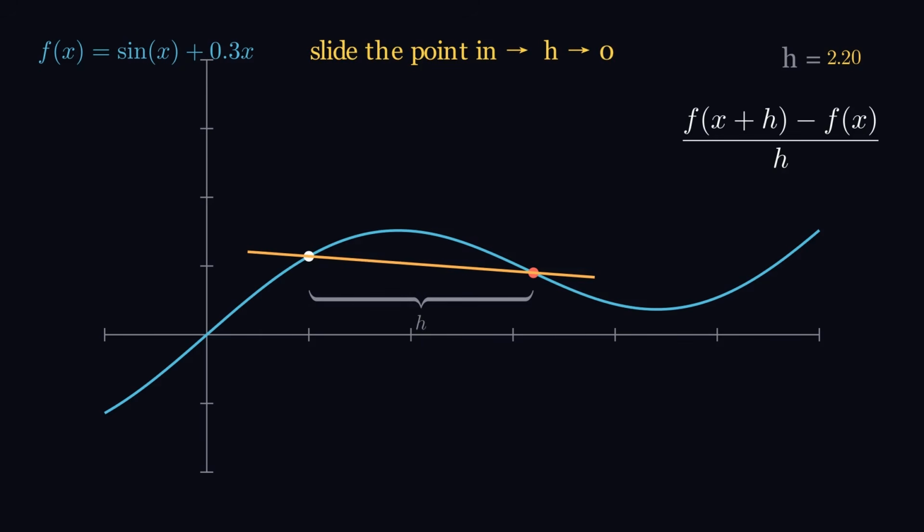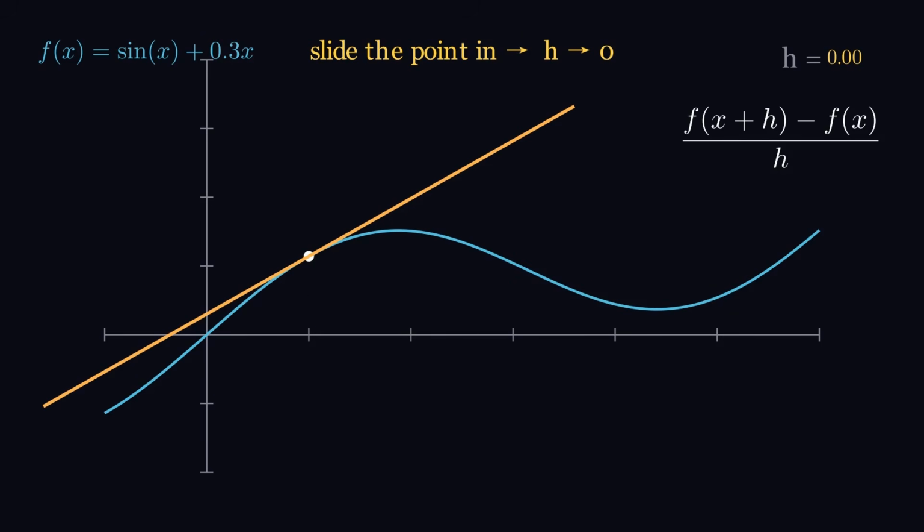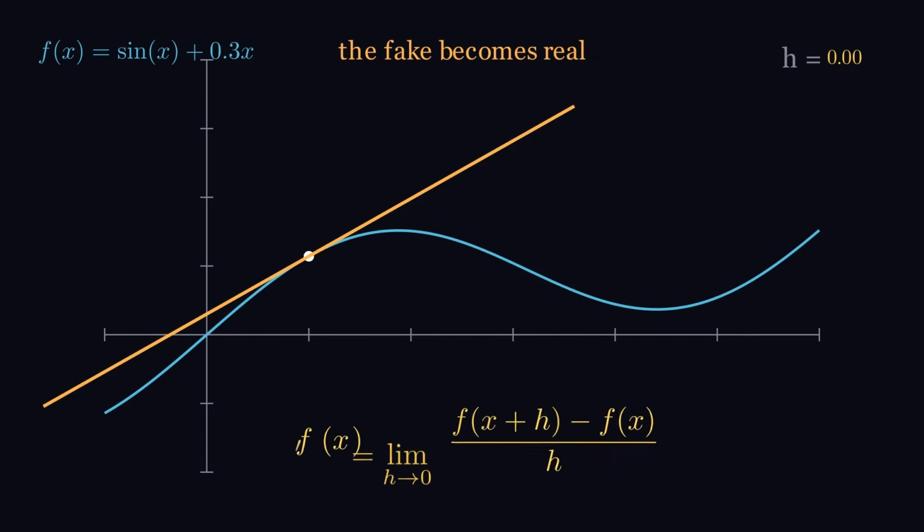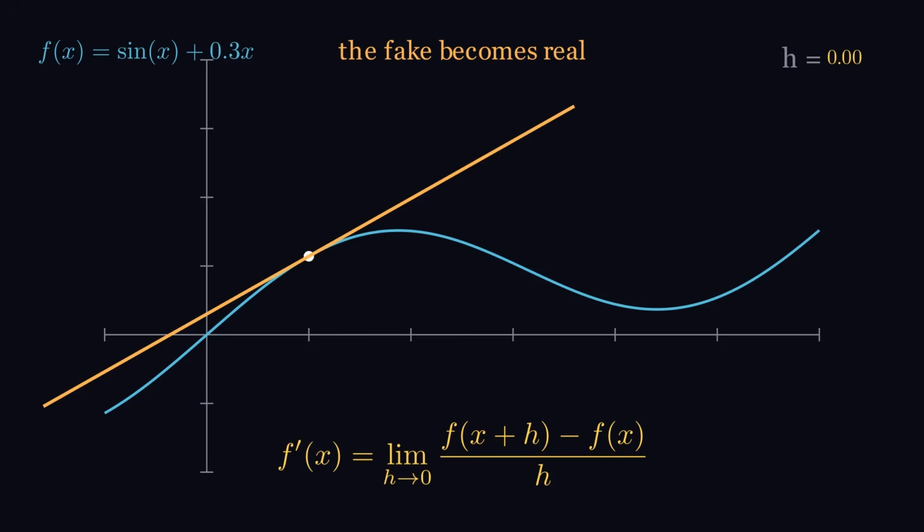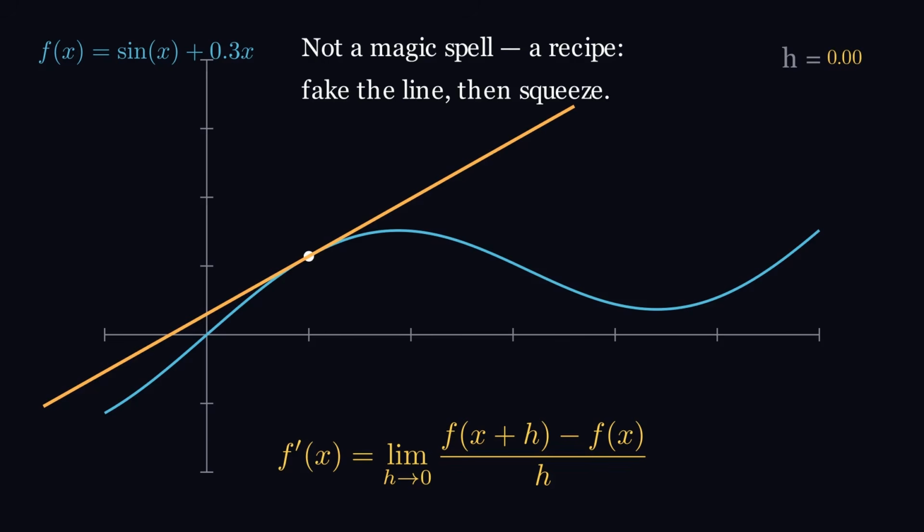Simple. And now the move that makes calculus calculus. Slide that second point in toward the first. Shrink h. Watch the line swing around as the point slides closer. And in the limit, when h goes to 0, that cutting line settles down onto the line we wanted all along. The fake becomes real. So when you write f prime of x equals the limit, as h goes to 0, of f of x plus h minus f of x over h, that's not a magic spell. It's a recipe. Fake the line with 2 points, then squeeze them together till the fake turns into the truth. Read it that way, and you can't unsee it.